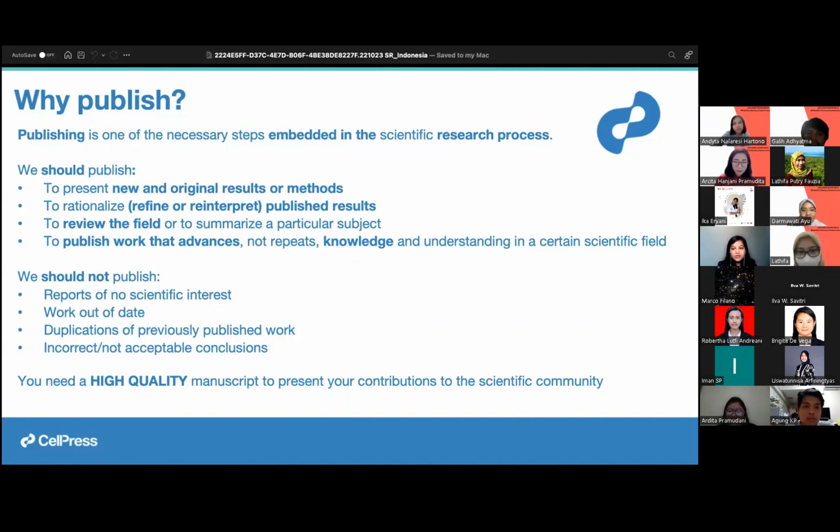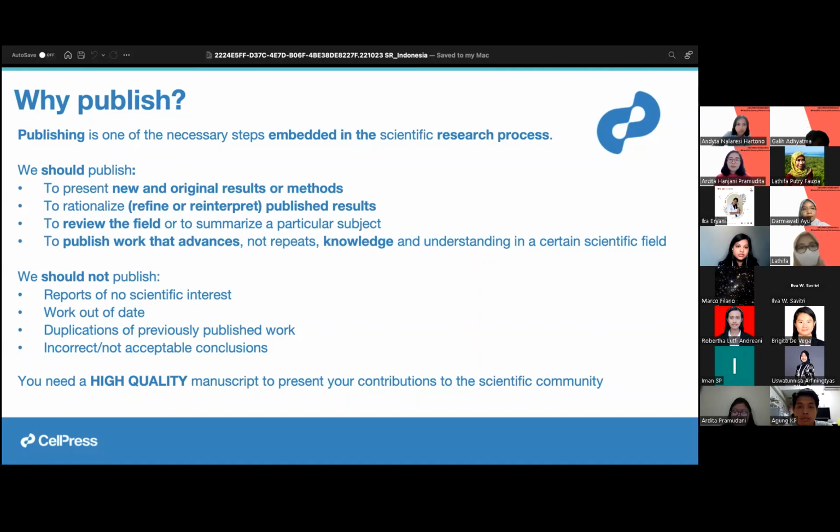It's really one of the most critical steps in the scientific research process. You do some research that you think is exciting, that holds promise, but then you need to communicate it to the scientific community so that people can build on your work and advance science. So that's why it's essential to publish.